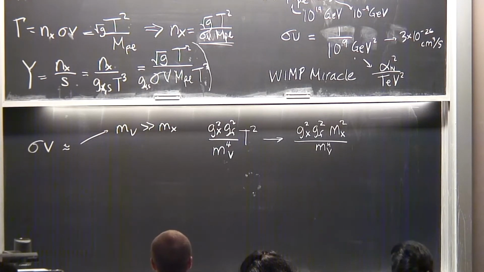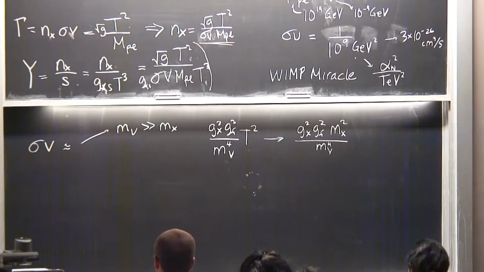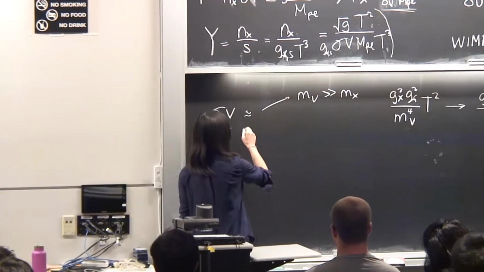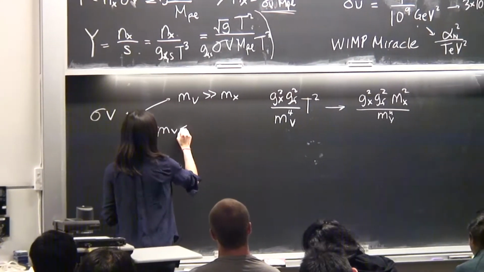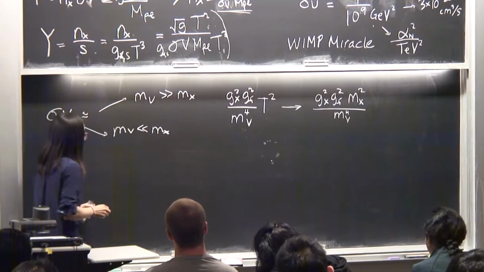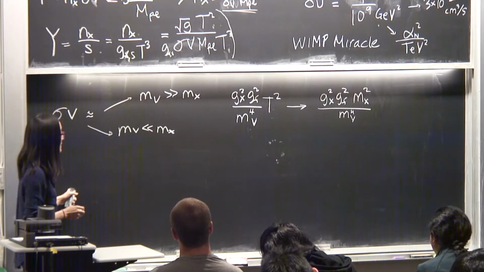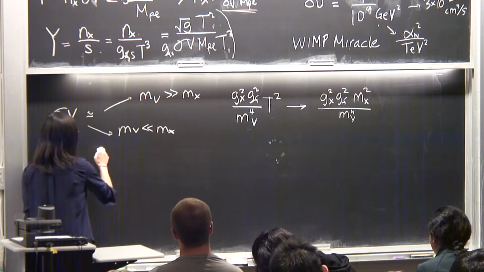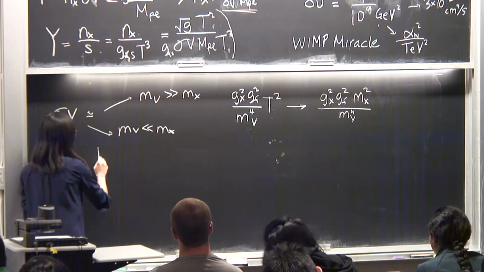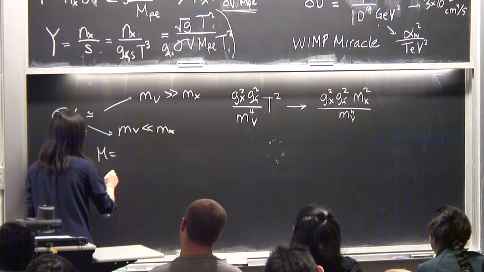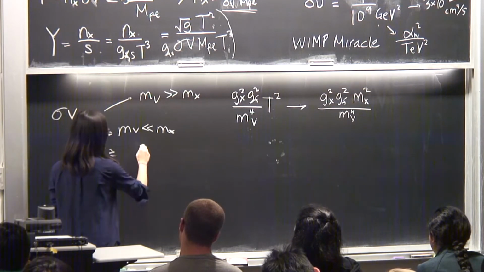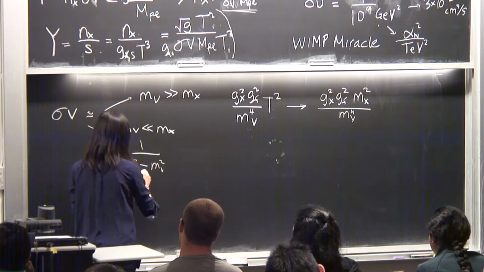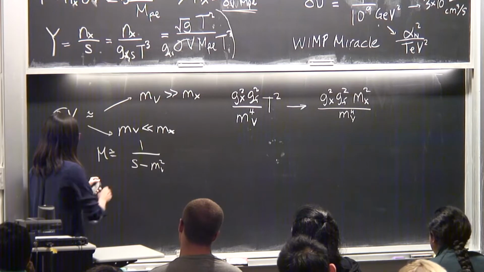Okay, that's very similar to the neutrino case. We next want to consider the possibility that m_V is much less than m_X. So in this case, the amplitude will have in it an s minus m_V squared propagator, dropping the other stuff here.